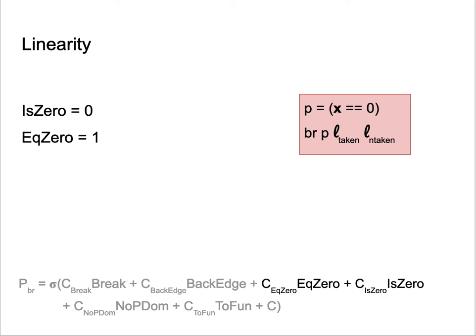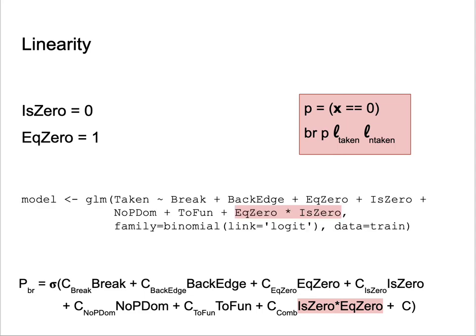Let's imagine that we know that x in this example does not depend on the constant 0. That means that the EQ0 feature is false for this branch. Then this branch is a bit less likely to be taken. But our model cannot account for this kind of interdependencies. We can mitigate this problem by adding this nonlinear factor to the model. In R, we can write the model exactly like in our equation, simply multiplying one variable by the other.